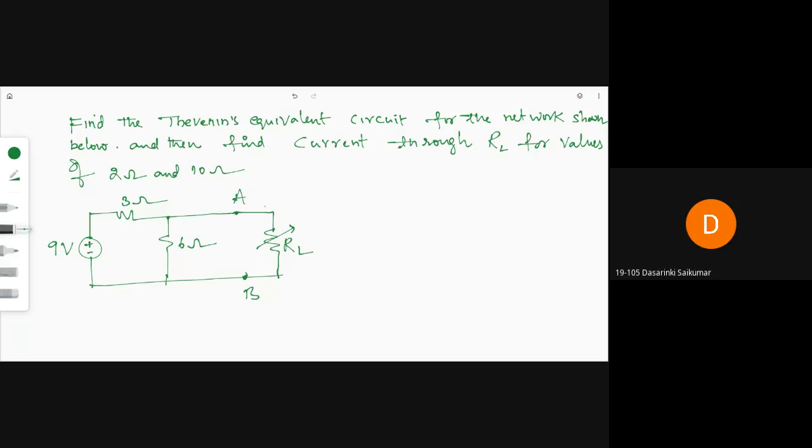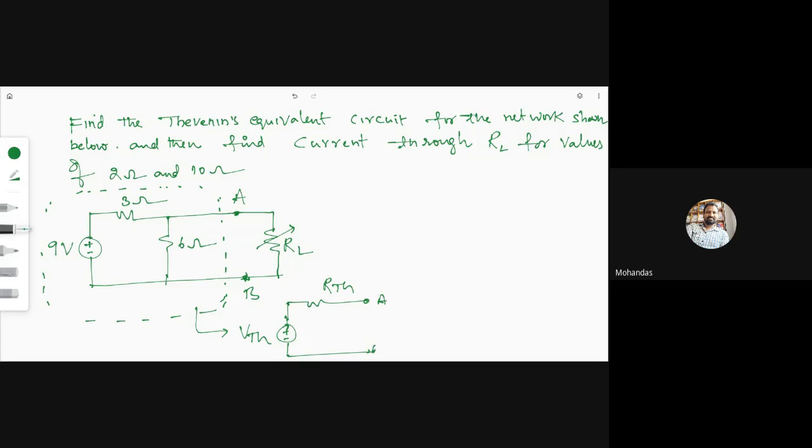Sir. Now, see, across AB terminals, he is asking to find the Thevenin equivalent circuit for the network shown below. Across AB terminals, that means whatever circuit is present in the dotted lines is going to be converted into what? Thevenin equivalent circuit, which has V Thevenin in series with R Thevenin across AB terminals. So you have to calculate V Thevenin and R Thevenin.